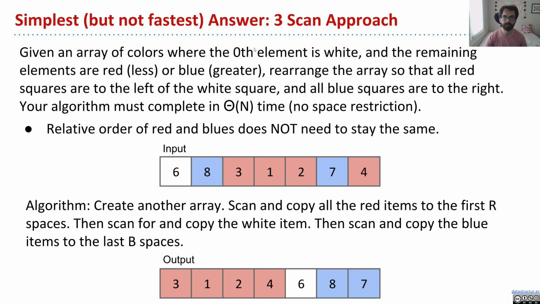Though if you look at the problem statement, technically the 0th element is white, so that scan trivially finishes quickly. But this is a slightly more general approach that works no matter where the white item is. And then finally, we're going to scan through and find the blue items and copy those. So ultimately, we're going to do 3 scans, arguably 2 since the white item's already at the front. But this approach, hopefully you see that it's just a dead simple algorithm. And what's the runtime? Well, it's going to be theta n because we're just scanning through an array 2 or 3 times.